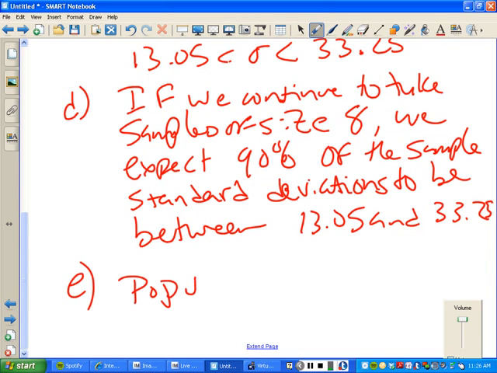Part E. Population is normally distributed. A lot of people here will say, and sigma is unknown. Well, of course sigma is unknown. That's why we're looking for it. Okay?